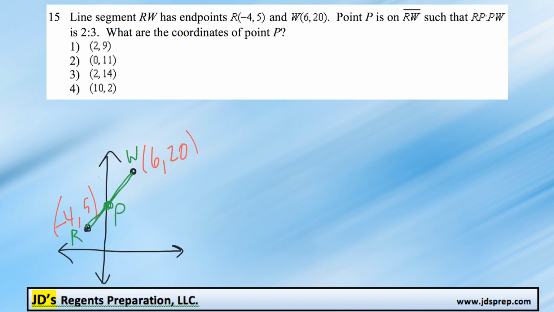So this is an example of partitioning a segment. One strategy to figuring this out is to visualize it and form a right-angled triangle. If I did this line here, based on the points that we know, we can find out this horizontal and vertical distance of the triangle. Because we know the x value at R is -4, and at W is 6, so that's a distance of 4 plus 6, that's 10. And then for the y distance, it starts at 5, ends up at 20. That's a distance of 15.